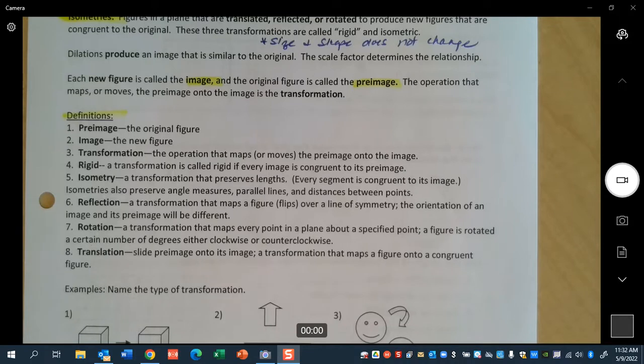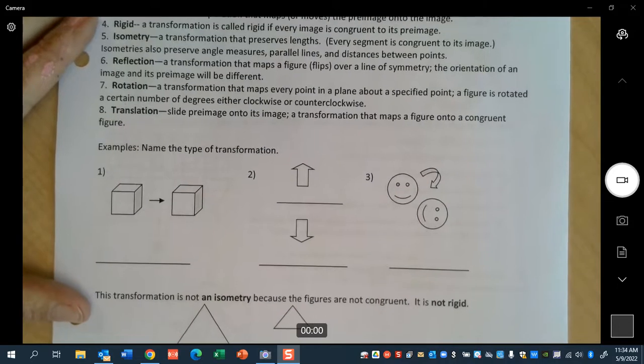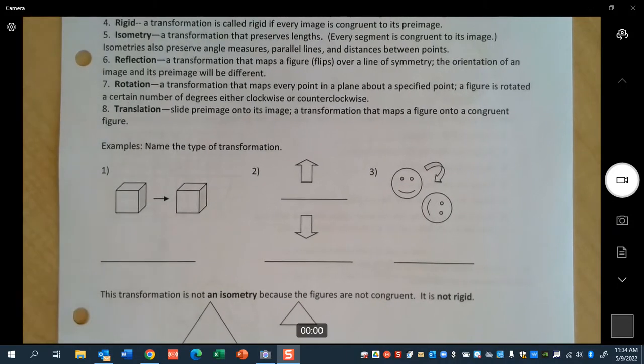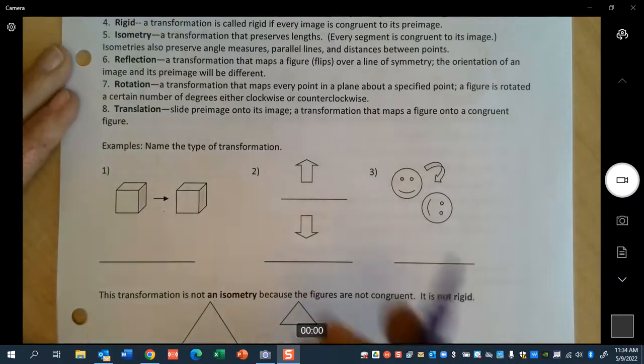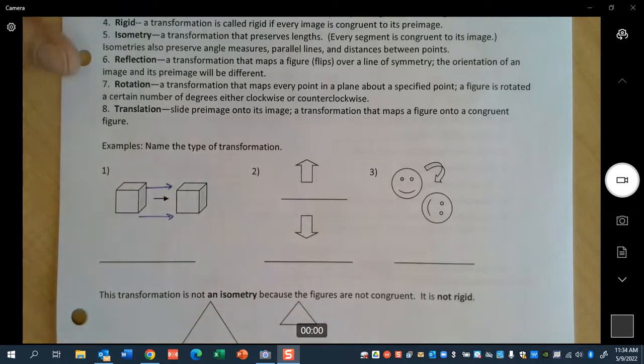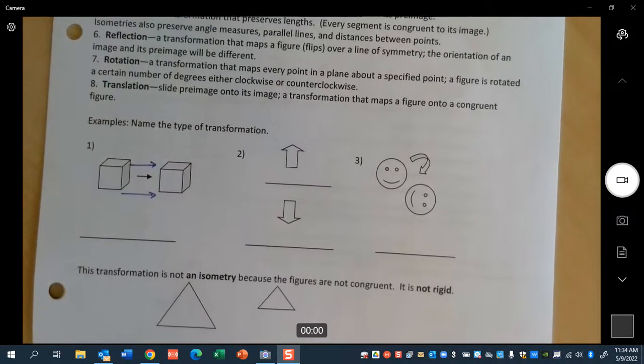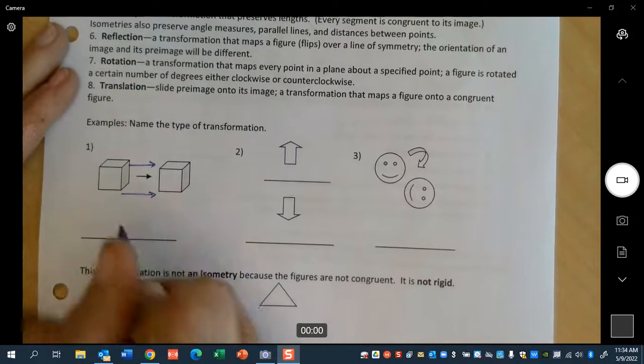Go ahead, read. So then down here on the bottom, we can talk about each type of transformation. So if I'm taking this block and I'm sliding it from one direction to the other, what would I call that? Yeah, so that would be a translation because it's a slide.